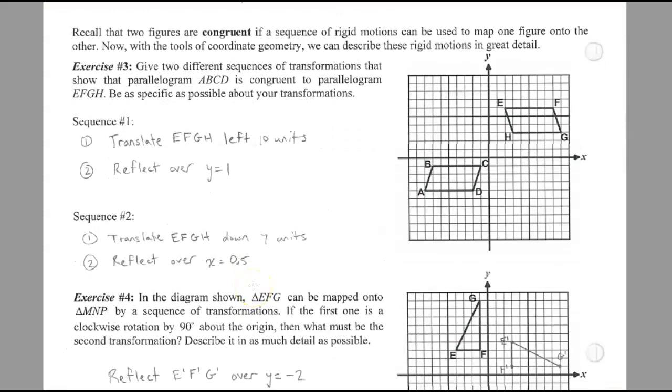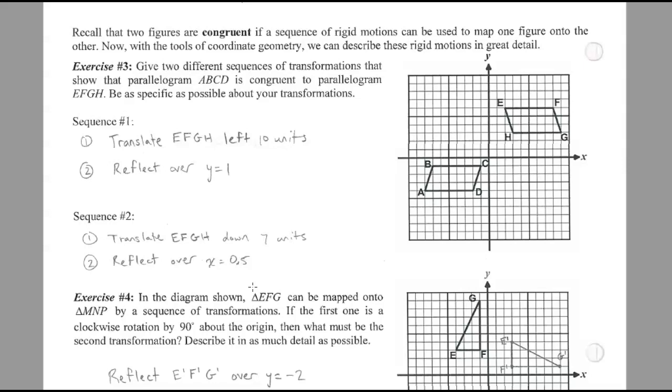All right, on the next page, 2 figures are congruent if a sequence of rigid motions can be used to map one figure onto another. We talked about that back in Unit 2. So with these coordinates, with this coordinate geometry tool, we can apply that. What we see here in sequence 1, well, I've got a couple of examples here. There are lots of different ways that these sequences can be done.